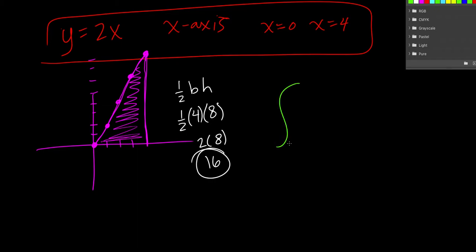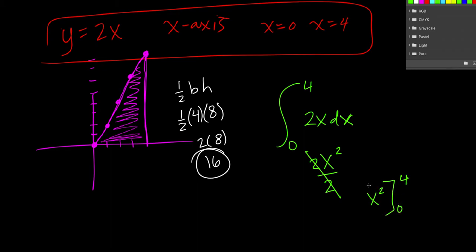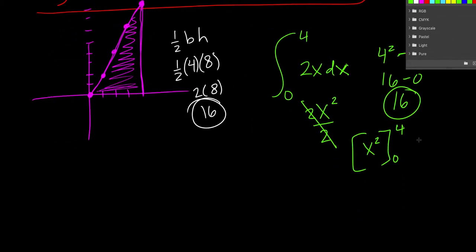Now we're going to set up an integral from 0 to 4. Our function is 2x. So we want to take the antiderivative. So x raised to the 2 divided by that same number. So let's cancel. So we're just going to evaluate x squared from 0 to 4. So if we plug in a 4, we get 4 squared. Then we subtract, plugging in a 0. And so it's going to be 16 minus 0, or 16. So you see we get the same area no matter which way we do it.